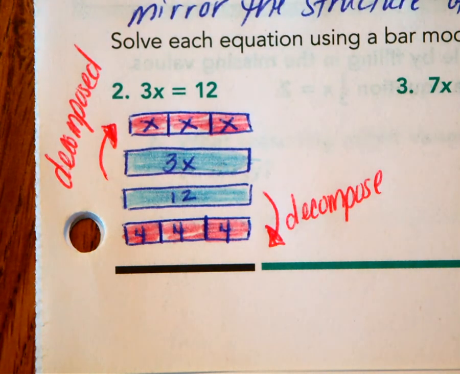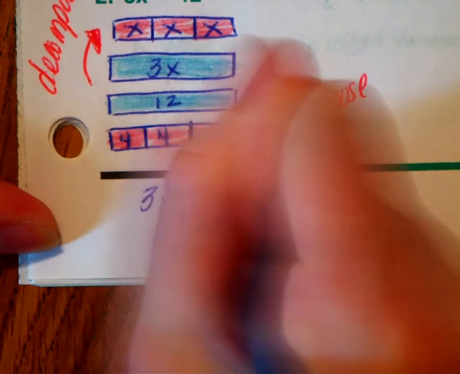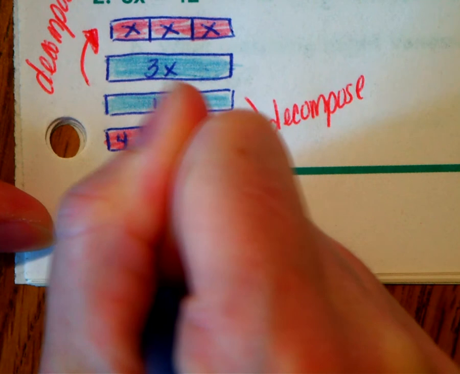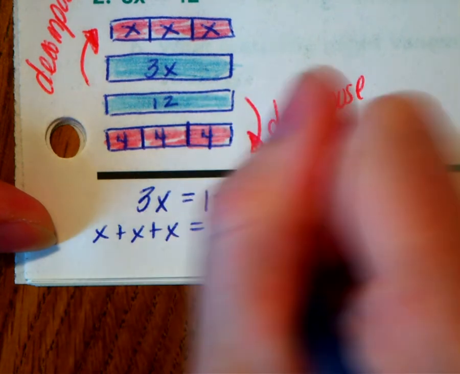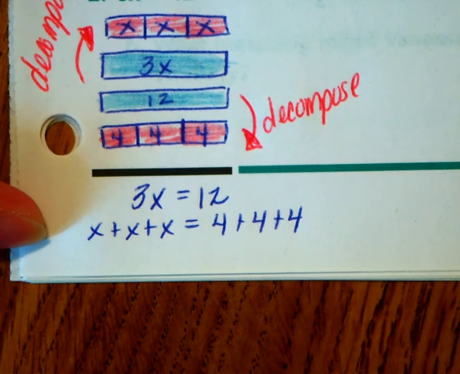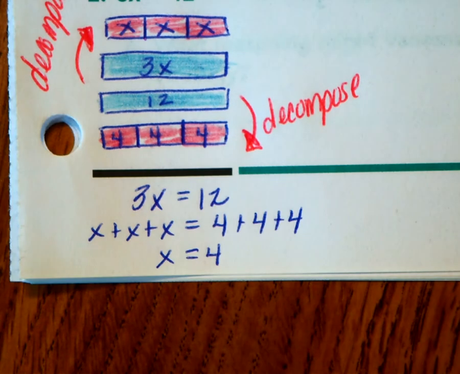What does this look like using the algebraic and numeric expressions together without the model? You start with 3x equals 12. You decompose 3x to be x plus x plus x equal to 4 plus 4 plus 4. And from that, you can see that just one of the x's is equal to 4. The model is super cool. It really shows you why the math works.